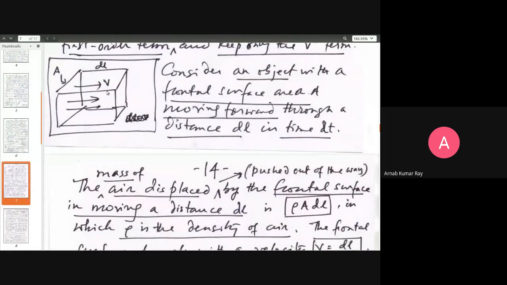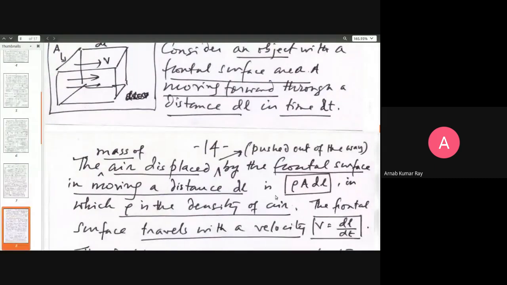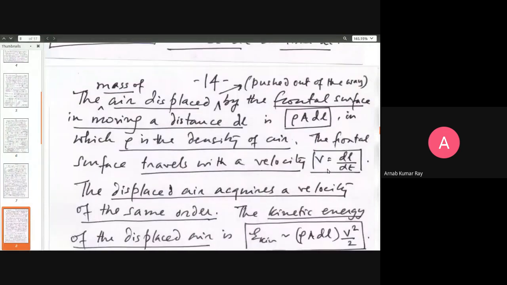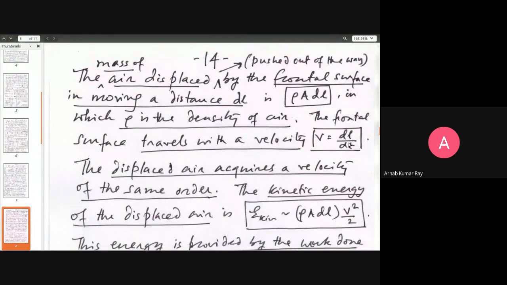So how much air has been moved out? Roughly that will be the density of air contained in this box multiplied by the volume of that box. So density of air is rho, and the volume of this box is A dl. So that is the mass of air displaced, in which rho is the density of air. Okay, so that is the mass of air displaced. Now the frontal surface area travels with a velocity v, and what is v? v is dl/dt, as has been written over here.